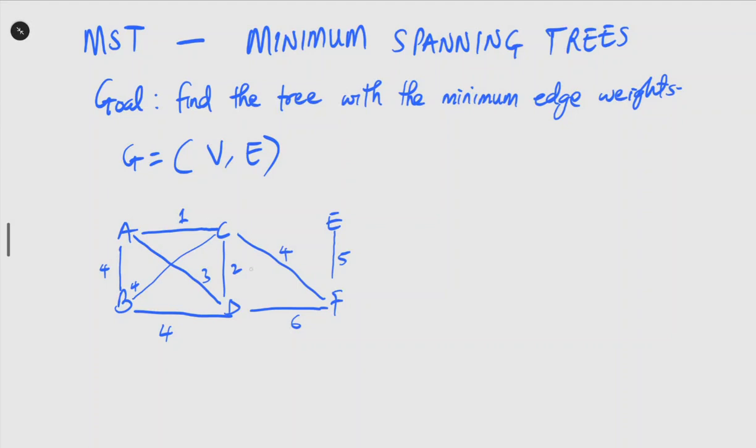Right, this is a given graph, and we want to get a minimum spanning tree or minimum spanning trees from this graph. It's possible to have more than one minimum spanning tree from a given graph. So can you pause this video for 1 minute, look at this given graph, and then try to figure out what the minimum spanning tree would be?